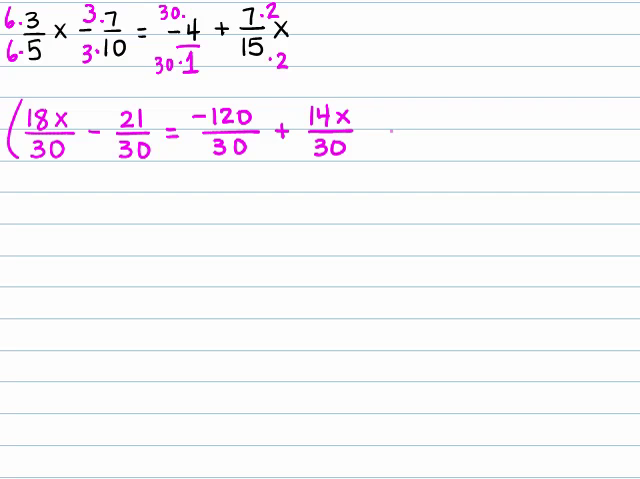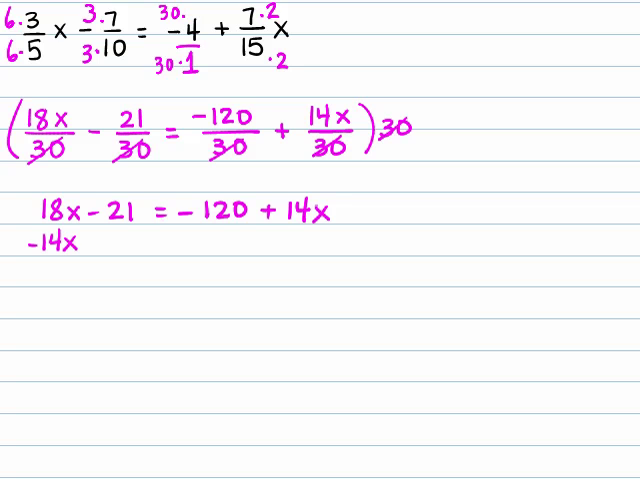And now I can multiply everything by the least common denominator, 30, and this will cancel all the denominators. My equation is 18x minus 21 equals negative 120 plus 14x. To solve this equation, I will subtract 14x from both sides. I will add 21 to both sides.